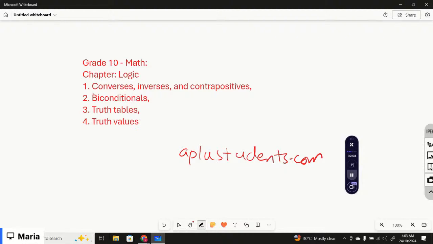Then you have to select math from the subject tab. Scroll down to grade 10 math and then click on view all lessons. There you can find a list of the chapters. We're going to start with the chapter logic.